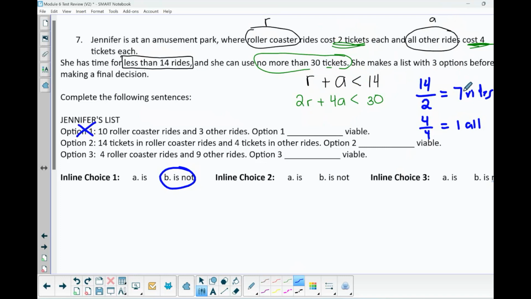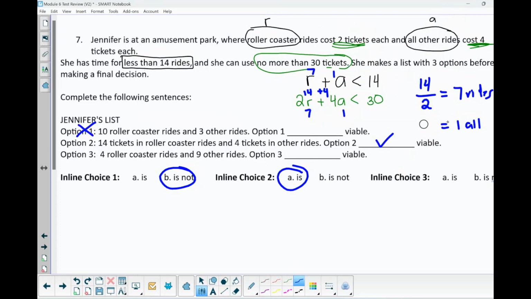So our 7 roller coasters plus our 1 is going to get us 8, definitely less than 14, and we're going to plug in our 7 and 1. 2 times 7 is 14, plus 4 is 18. 18 is definitely less than 30. So option 2 is viable.